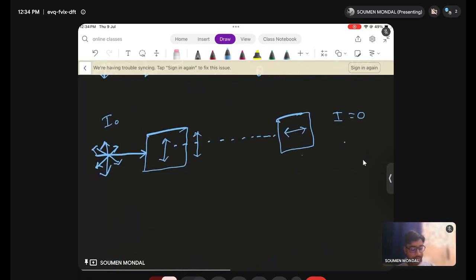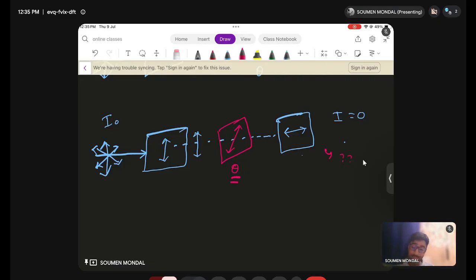Let me now put another polarizer in between, which can be rotated by an arbitrary angle with respect to either of the polarizers. We can think of the angle in terms of the first polarizer as well as the last one. Now what will be the output intensity and how does it depend on this theta?